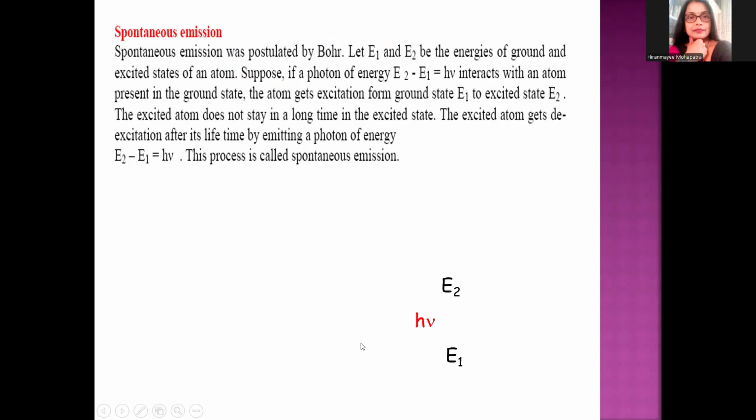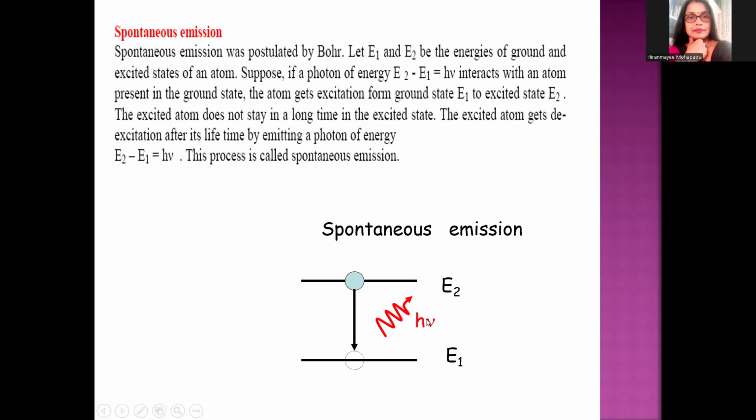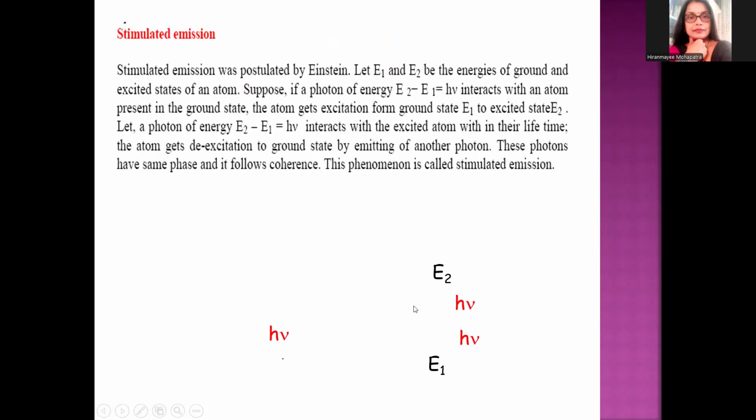The second one is spontaneous emission. An excited atom cannot remain stable for long. So it automatically returns to the lower energy state by emitting a photon. This emission occurs randomly and is known as spontaneous emission. In this case, the emitted light is not coherent.